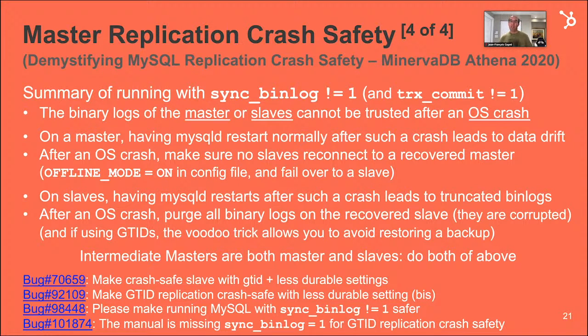If a slave crashes with sync_binlog not equal to 1, then its binary logs are corrupted. So you should purge all those binary logs, like running RESET MASTER on this slave. But if the slave was using GTID, you need to use the voodoo trick or you need to restore from backup. And remember that intermediate masters are both slave and master, so you need to consider both.